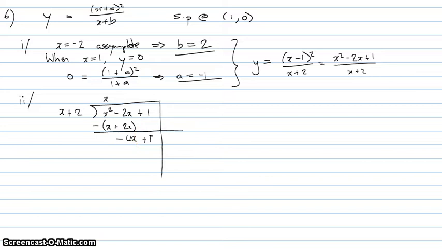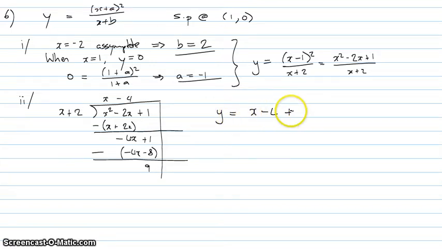So to turn x into minus 4x, we multiply by minus 4. So we get minus 4x minus 8, and this becomes 9. So our equation is actually the same thing as y equals x minus 4 plus 9 over (x plus 2). Therefore the equation for L is y equals x minus 4, since as x goes to positive or negative infinity, this term, 9 over (x plus 2), decays towards 0.